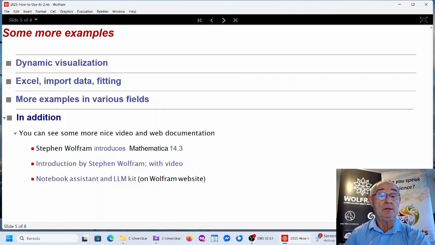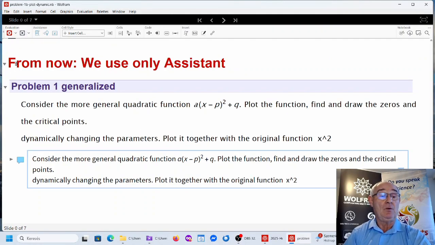The next one is an improvement of the first example. This is the dynamic visualization problem. Also using a high school mathematical problem, and this is a dynamic visualization. Have a look at it. Now we use the Notebook Assistant only.